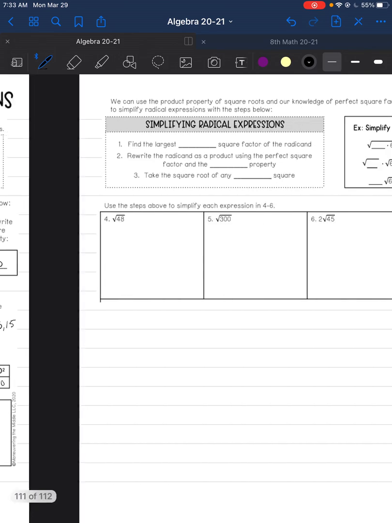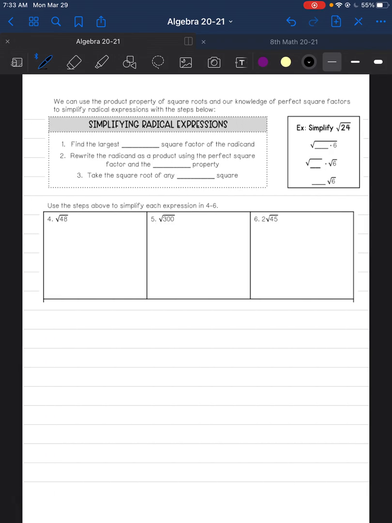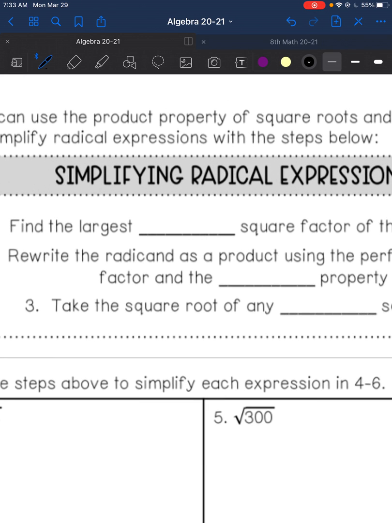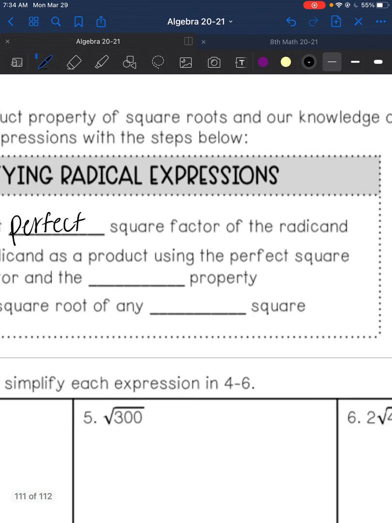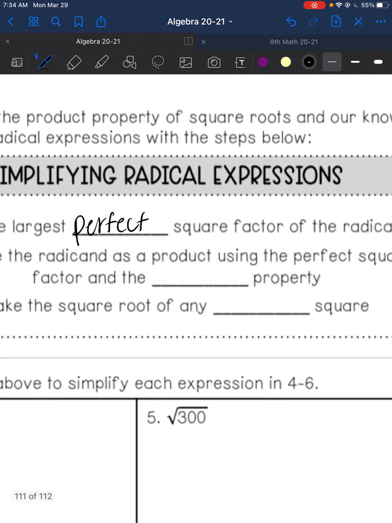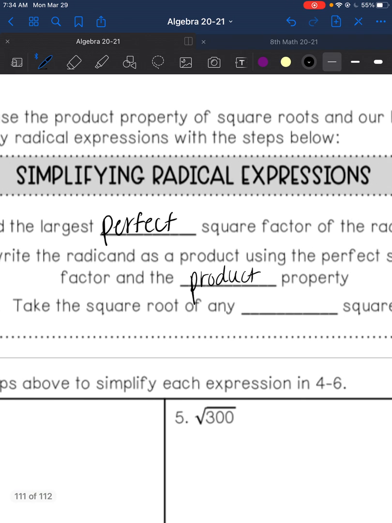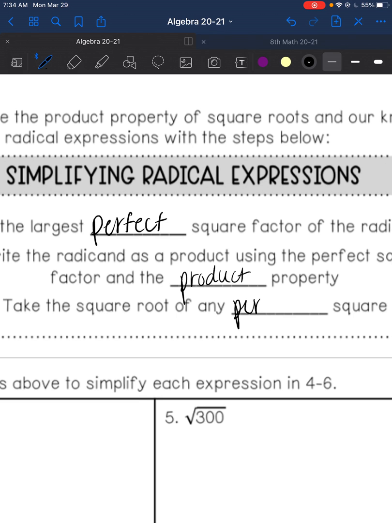So you might be wondering, how do we simplify? That's going to be the next step. Determining if it's simplified or not is step 1. The next is actually simplifying it. We can use the product property of square roots and our knowledge of perfect square factors to simplify radical expressions with the steps below. Find the largest perfect square factor of the radicand. Rewrite the radicand as a product using the perfect square factor and the product property. Take the square root of any perfect square.